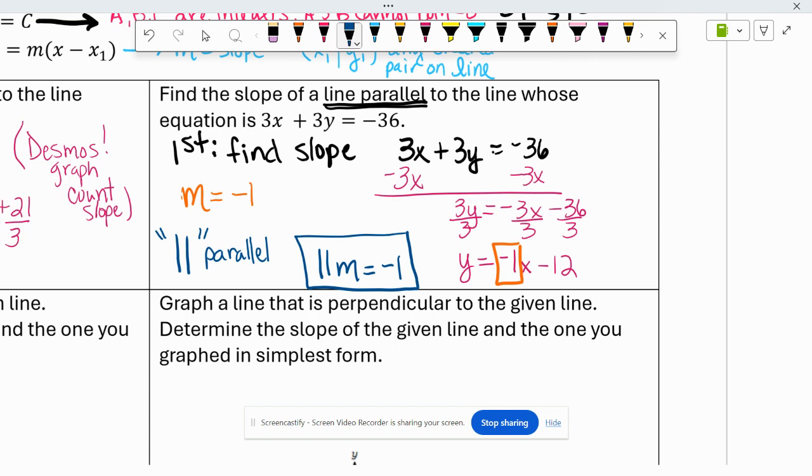Parallel lines have the same slope. Can we go on to the next one? Yes, absolutely. You good? Lorenzo, you got this one?